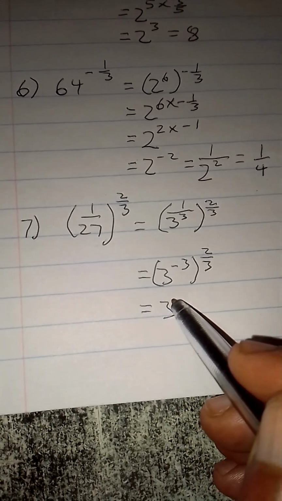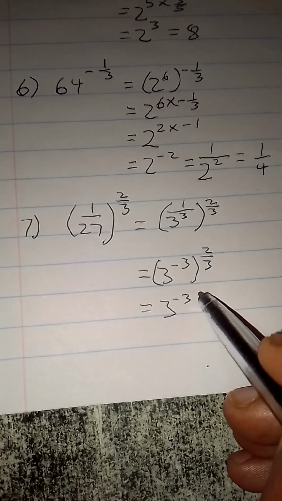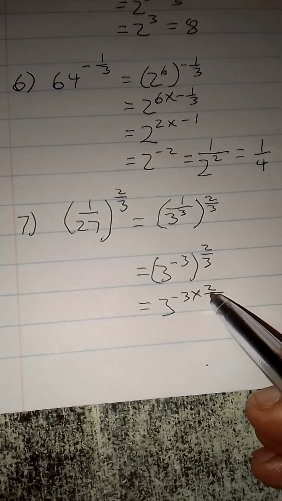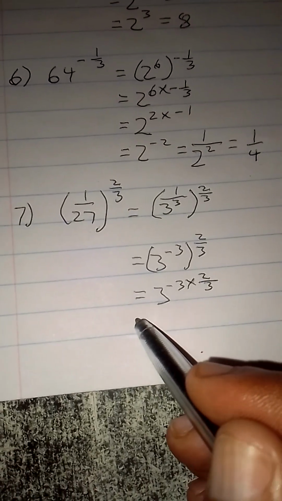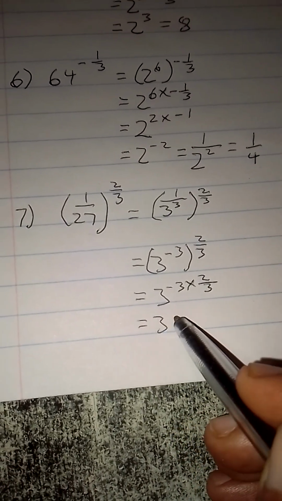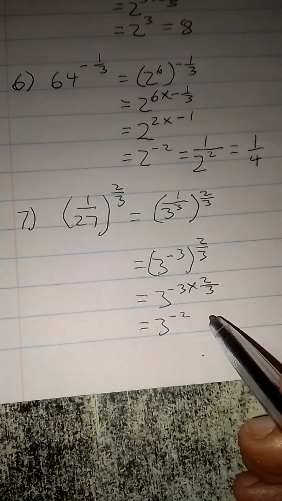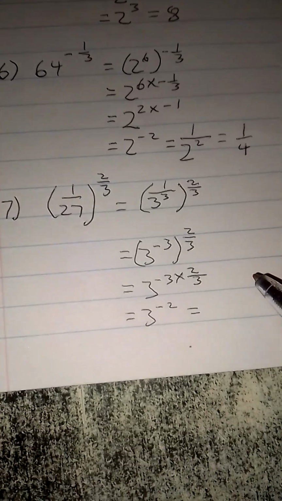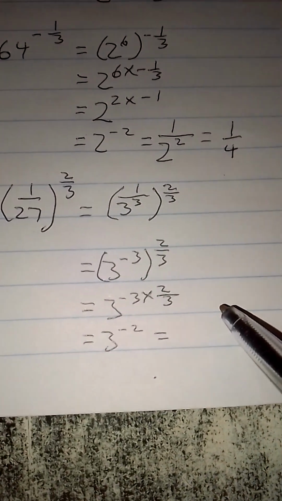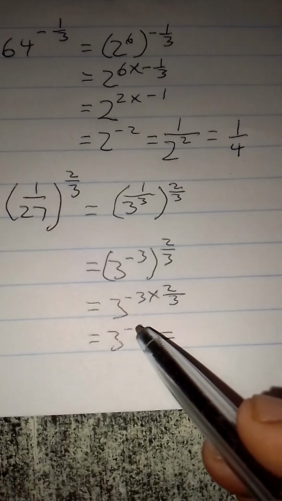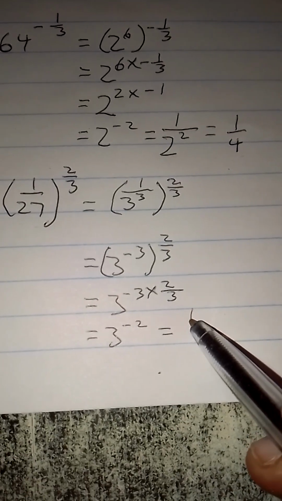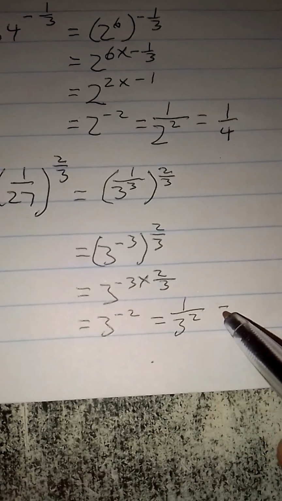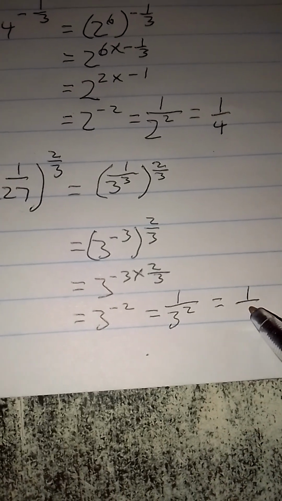Then 3 to the negative 3. We remove the bracket by multiplying the exponents. Then the 3 cancels. We have 3 to the exponent negative 2. Then we leave the exponent as a positive exponent. This is negative, so we're going to have 3 squared. Then it's going to be 1 over 9.